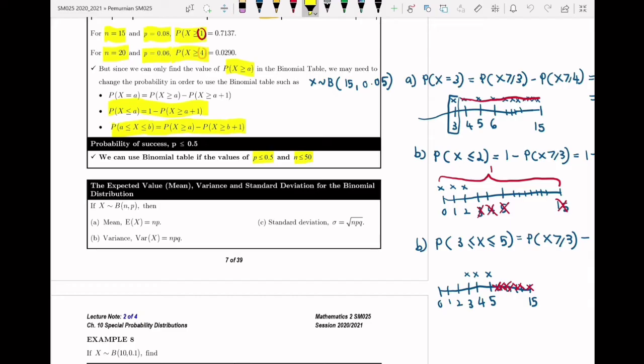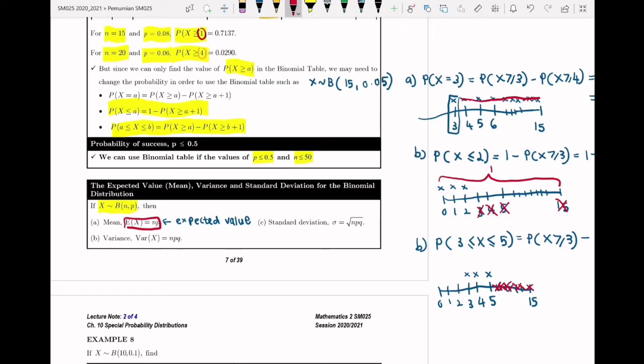Next, we will look at the expected value, mean, variance, and standard deviation for the binomial distribution. For example, if we have X binomially distributed with n as the number of trials and p as the probability of success, to find the mean or expected value, the formula is E(X) equals n times p. We just multiply n with p.